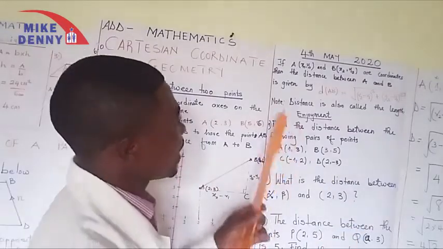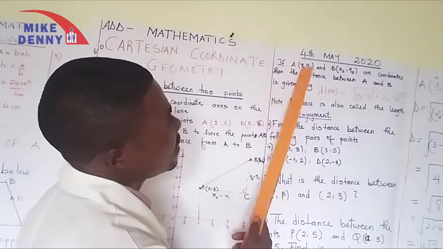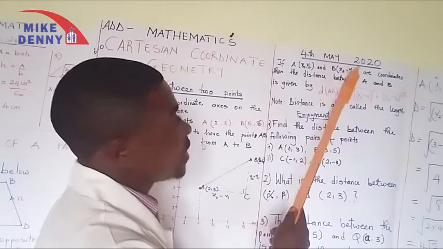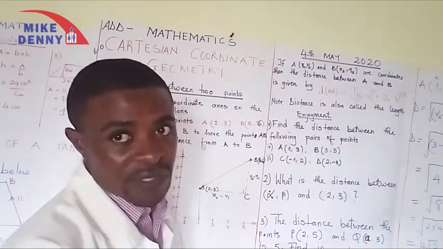All right. So like I said, we are moving to a general formula. At this point, we say if A has coordinates x1, y1, and B has coordinates x2, y2, and the distance between, recall we're looking at the distance between A and B.